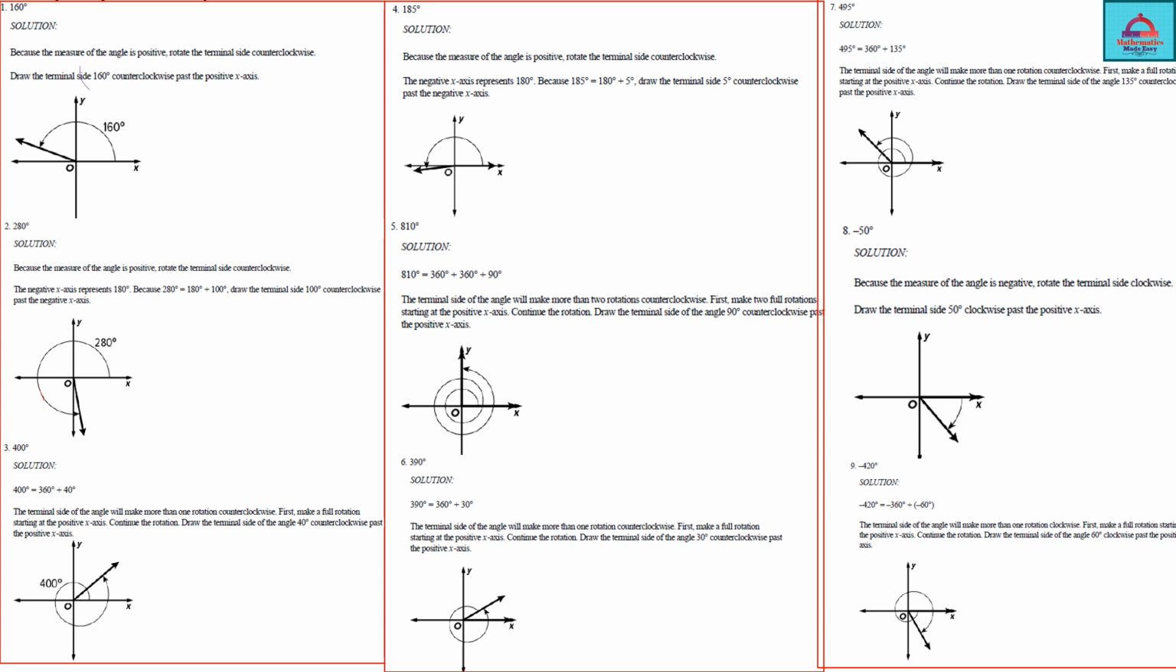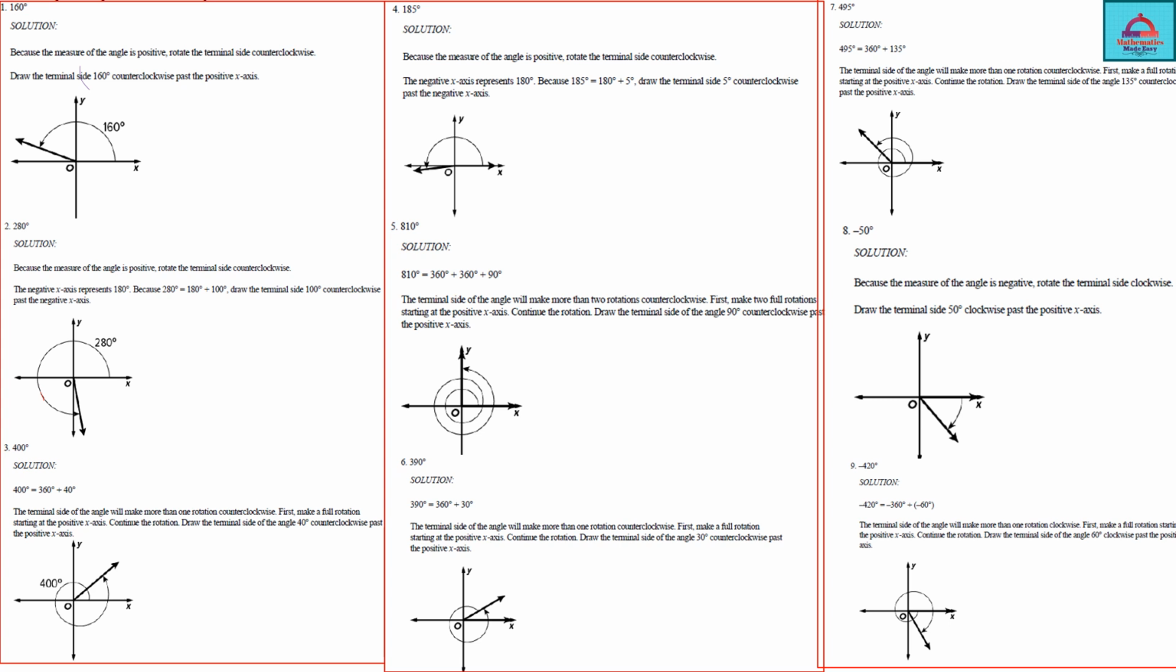Now 400 is little more than 360, so the terminal side of the angle will make more than one rotation counterclockwise. So one complete rotation you make, that is 360, then you subtract 400 with 360, you get 40, so you have to make 40° more. So first make a full rotation, and after that you continue the rotation and draw the terminal side of the angle 40° counterclockwise past the positive x-axis. So this is where the angle will be drawn.